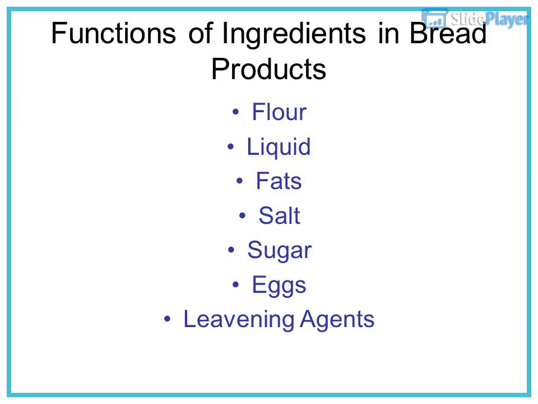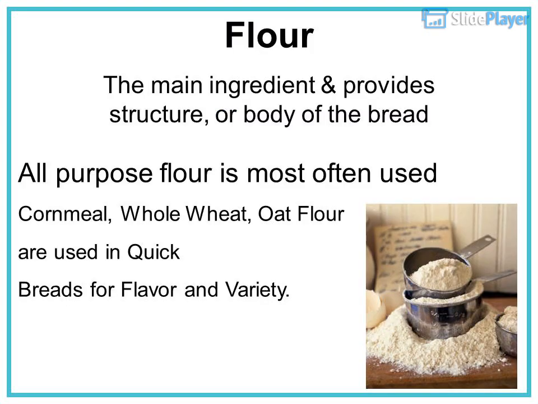Functions of ingredients in bread products: flour, liquid, fats, salt, sugar, eggs, and leavening agents. Flour is the main ingredient and provides structure, or body, of the bread. All-purpose flour is most often used. Cornmeal, whole wheat, and oat flour are used in quick breads for flavor and variety.